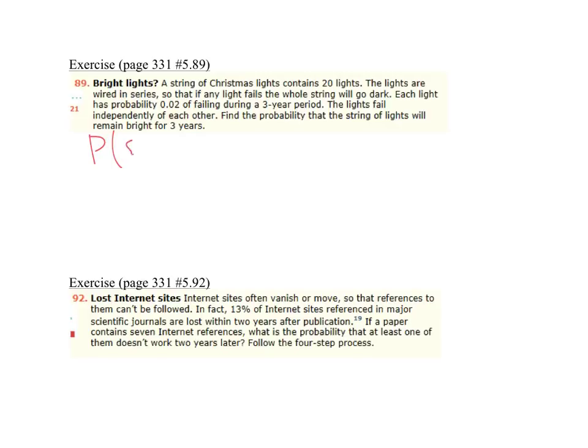So string stays bright means all 20 lights work. So the only way the string stays bright is if all 20 lights work. And each light has a 0.02 chance of failing, so therefore it has a 0.98 chance of working. Because we can assume these are all independent of each other, we'd have this 0.98 multiplied by itself 20 times.